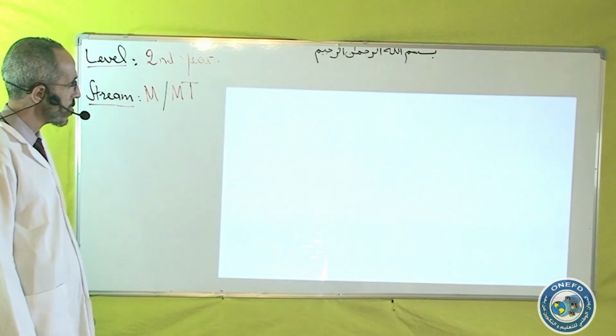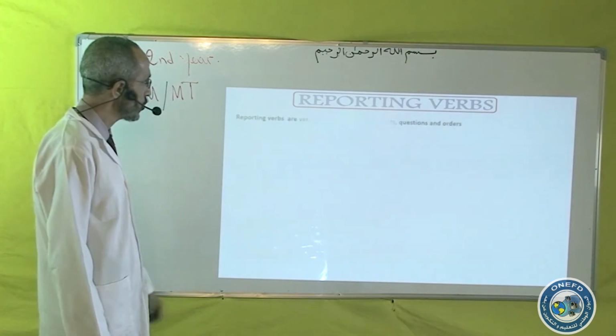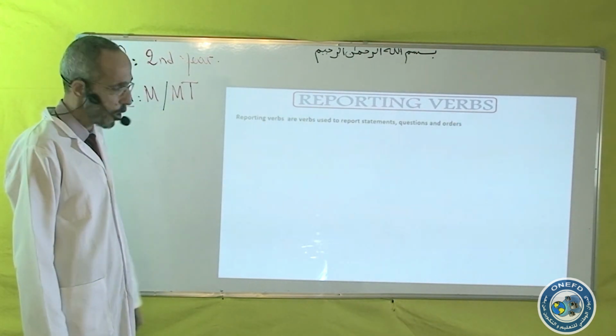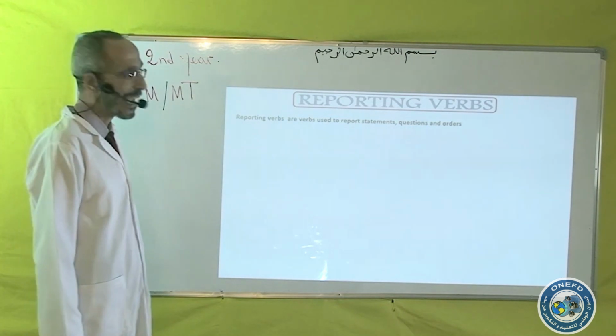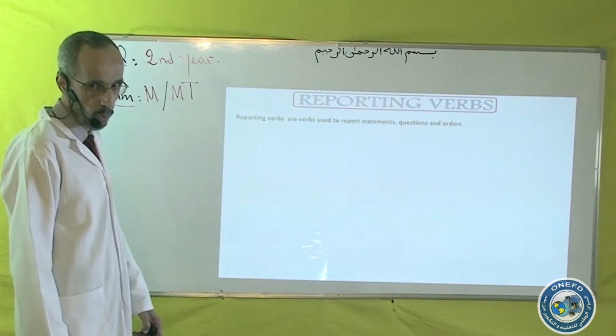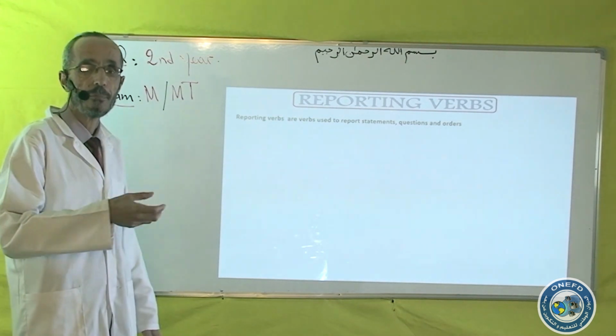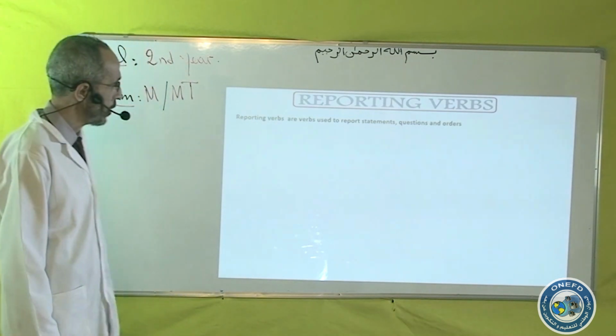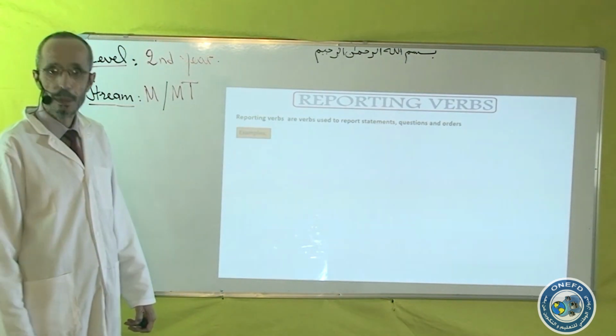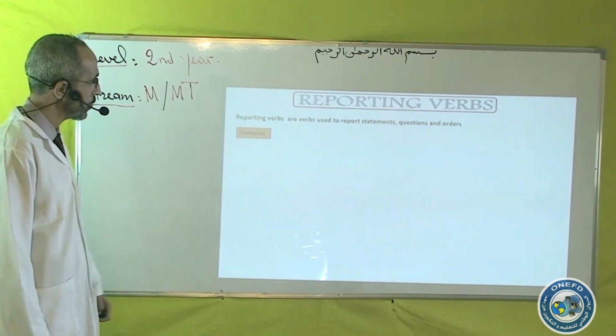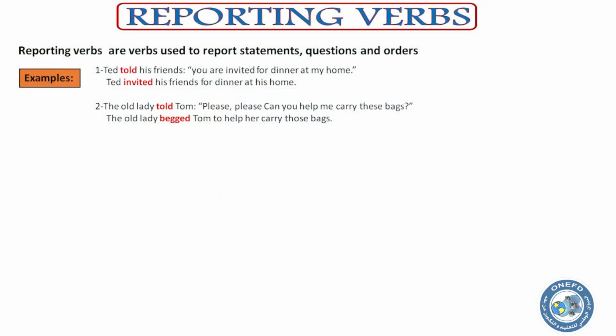Let's see. Reporting verbs are verbs used to report statements, questions, and orders. We use them to change from direct to reported speech. Let's see some examples to understand more. So here we have 2 examples. Example 1. Ted told his friends, "You are invited for dinner at my home."